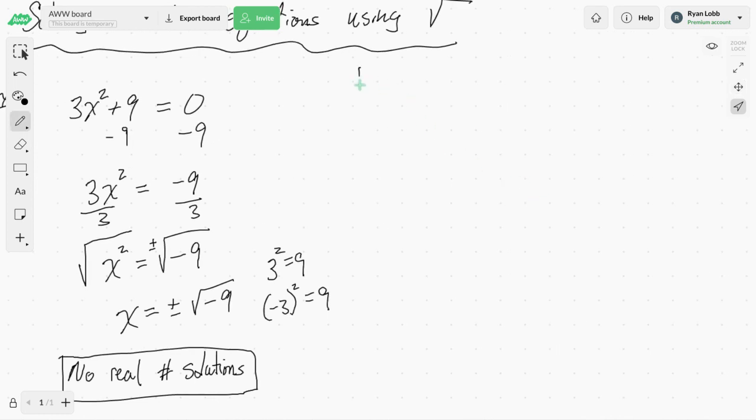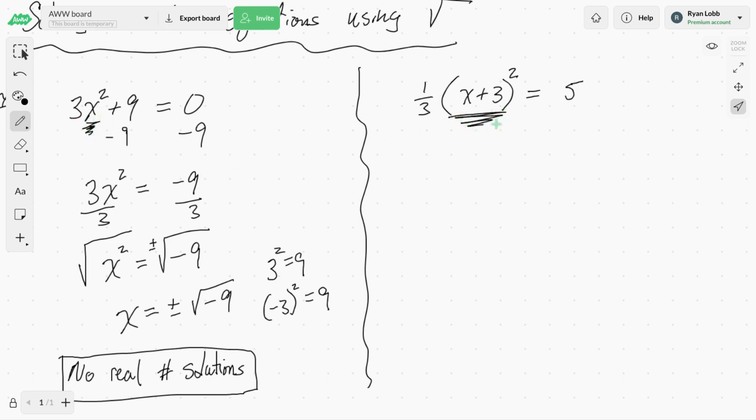Let's look at this one. This one's a little different. We have 1/3 times x plus 3 quantity squared equals 5. What's a little different here is we don't have x squared. We have this binomial, x plus 3 quantity squared. So how do you know when to solve by square roots? Well, one case is when you have just an x squared. The other scenario is when we have this binomial with the x inside squared. So this is going to be a square root problem.